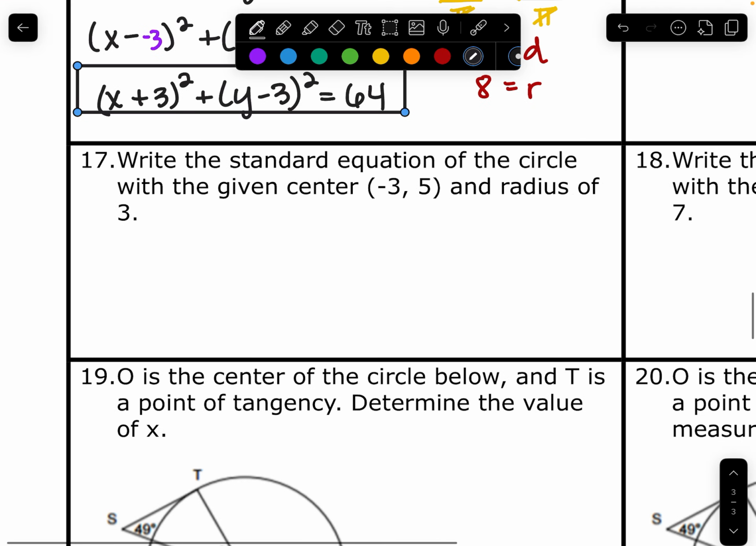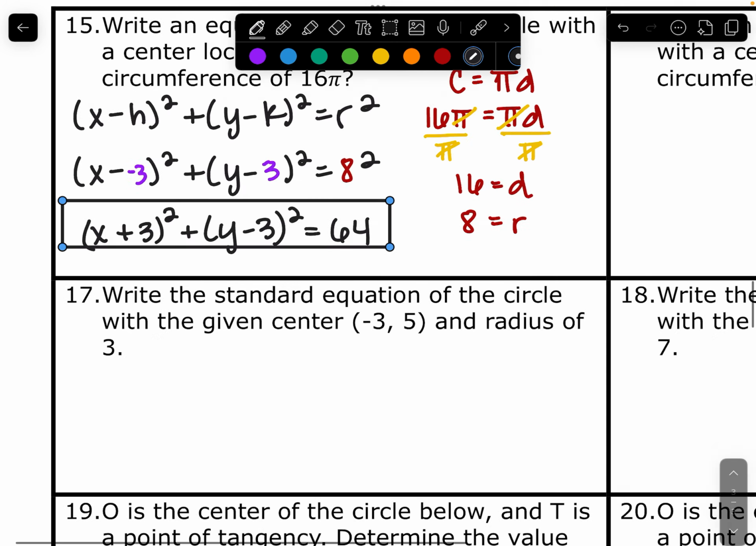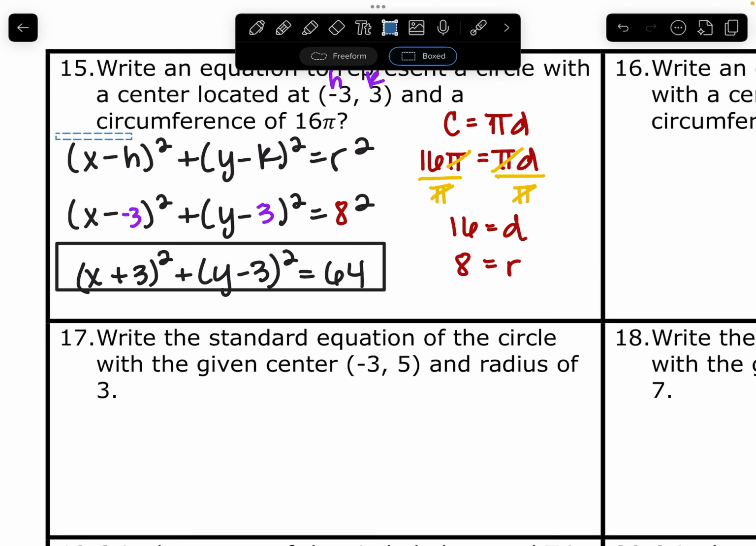All right, number 17. Write the standard equation of a circle with this given center and radius. All right, so again, I didn't duplicate it. I'm about to be lazy. Sorry.